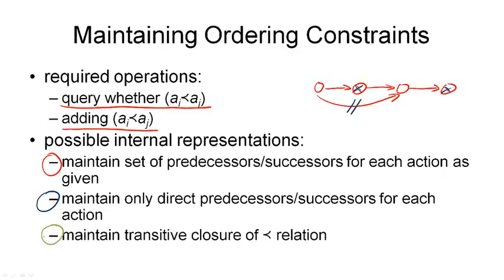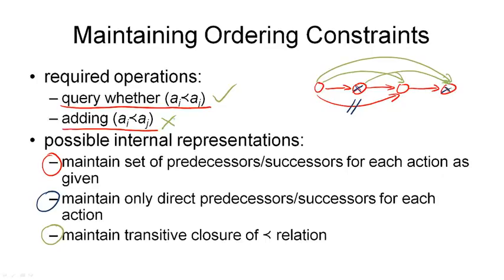So in this case, every time we assert a new ordering, we have to compute the transitive closure with respect to all other actions in our plan and maintain every link explicitly. That means when we query, we're very fast. But the problem is now that the assertion, the adding of an ordering, becomes a relatively slow operation.